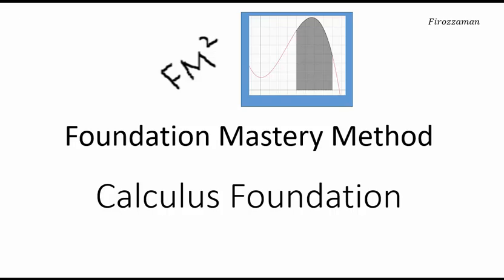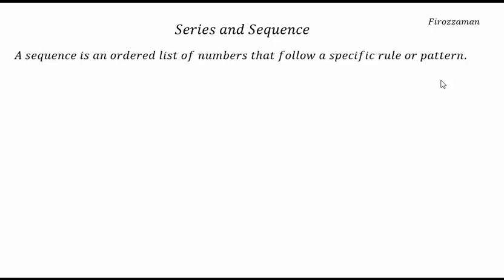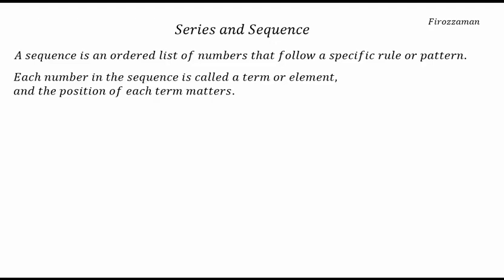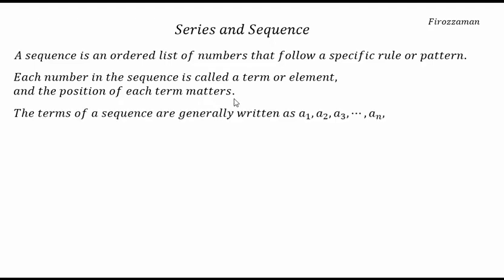Today we'll be talking about the foundation mastery method, and in today's video we will explore sequences and series. So a sequence is an ordered list of numbers that follows a specific rule or pattern, and each number in the sequence is called a term or an element, and the position of each term matters. Since it's an ordered list, the order is crucial.